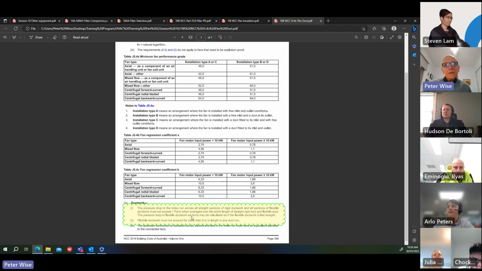The pressure drop of flexible duct sections may be calculated as if the flexible ductwork is laid straight. So when you're doing your static pressure calculations in your index run, the average pressure loss must not exceed 1 Pascal per metre. So that's important to know. But you do have some concession on the flexible duct, and it must not account for more than 6 metres in length. It says in any duct run, well, that's any branch to a diffuser is the way to interpret that.